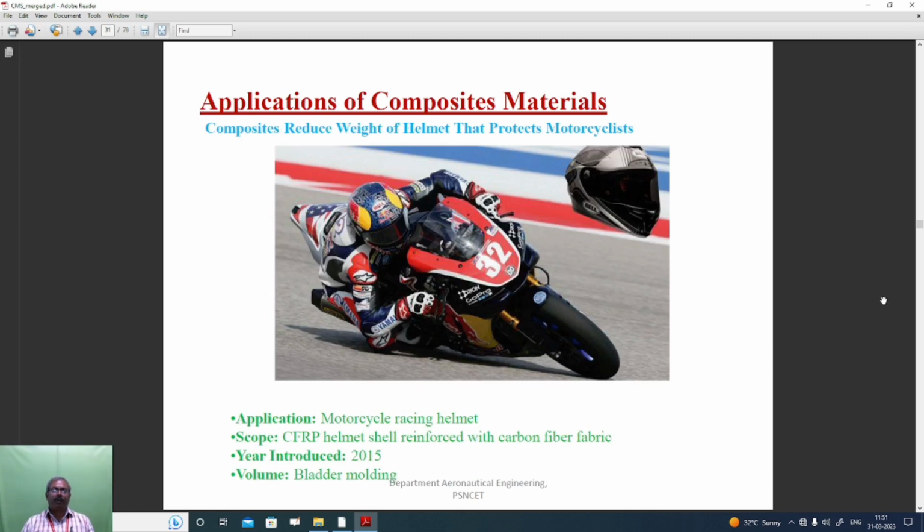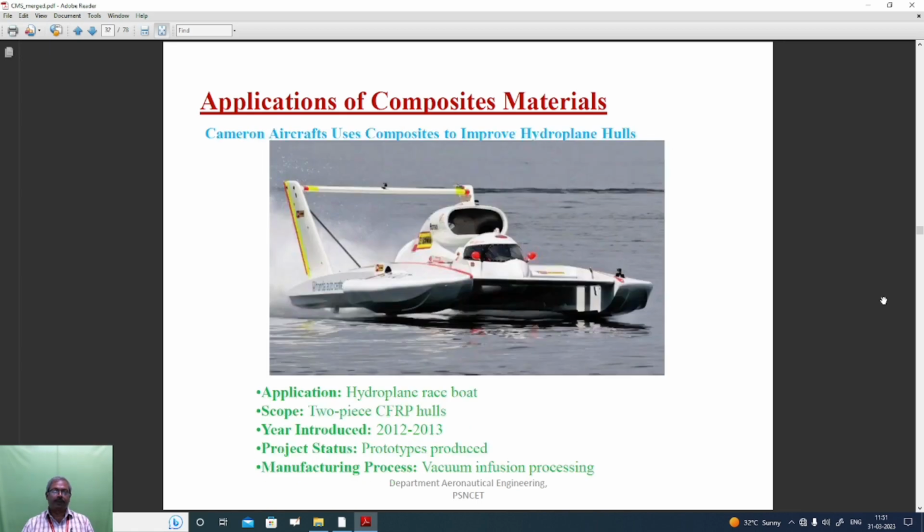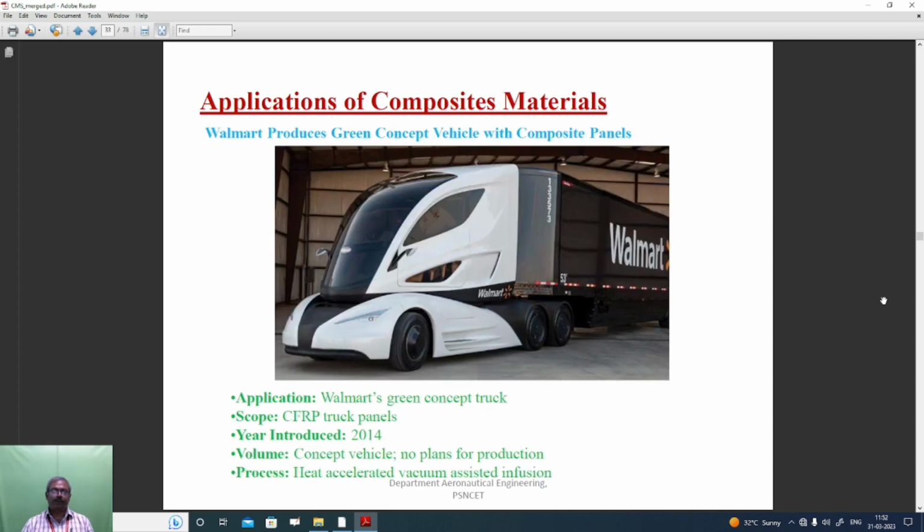In the automobile industry, a motorcycle racing helmet is produced from CFRP: the helmet shell is reinforced with carbon fiber fabric, and the bladder molding process is used to produce it. A hydroplane race boat: 2-piece CFRP hulls are used in this race boat, and vacuum infusion processing is used to produce them.